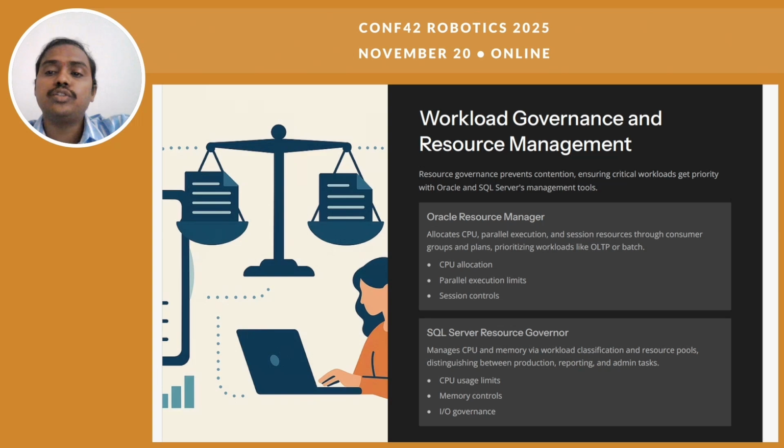Workload governance and resource management. Governance ensures critical workloads get the resources they need. Oracle Resource Manager and SQL Server Resource Governor allow fine-tuned control over CPU, memory, and sessions.